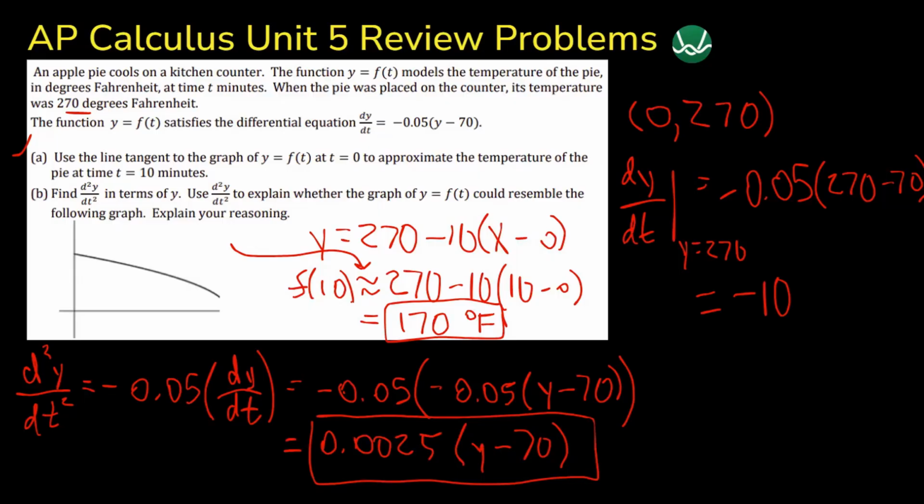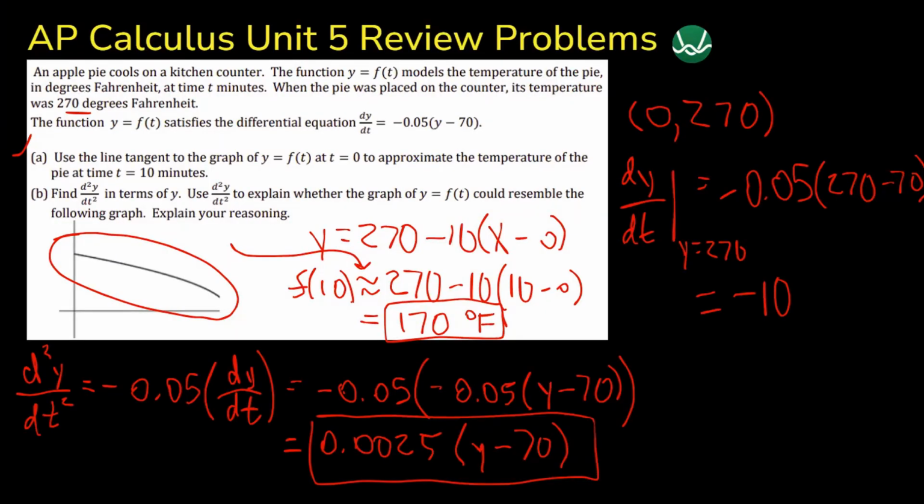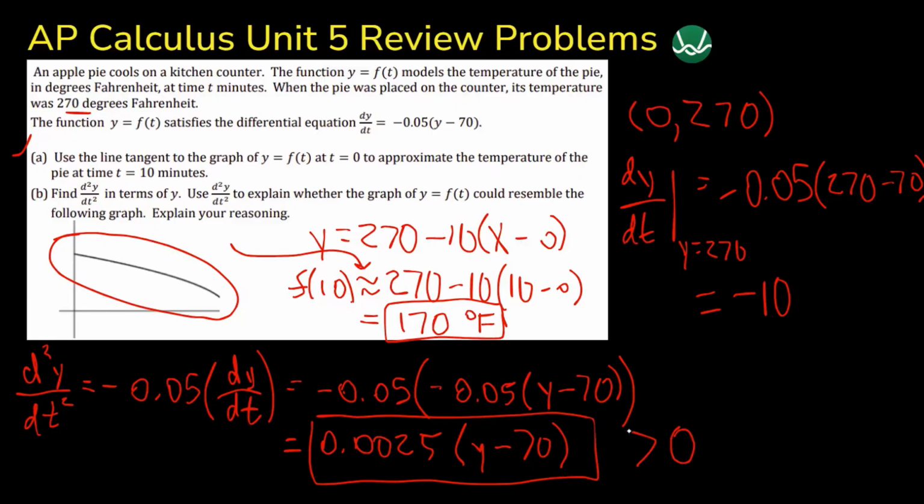and we want to use that second derivative to explain whether the graph of f could resemble the following graph. Notice a couple things about this graph. First, the graph is decreasing but concave down. Because y starts off at the function, because this graph is concave down, but the second derivative is positive, implying concave up.